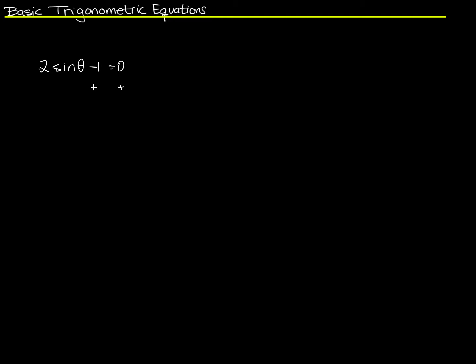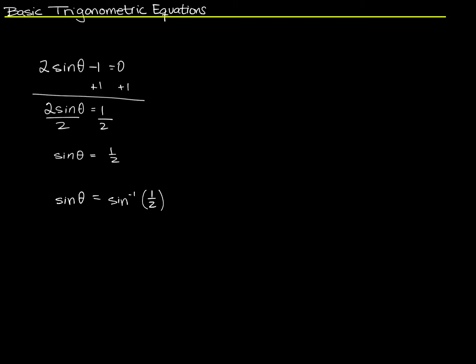Add 1 to both sides. Divide both sides by 2. Now, the next, I think, most natural thing to want to do is to take the sine inverse of both sides of this equation. Let's go ahead and do that, and then we'll talk about the implications there. I'm taking the sine inverse of both sides of my equation. Sine of theta equals 1/2.